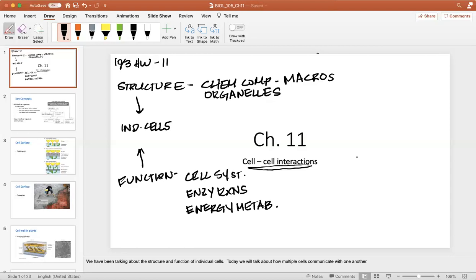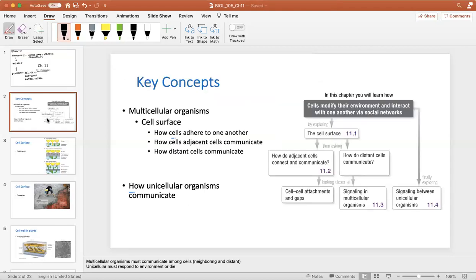So in talking about how these cells interact with one another, here are the things that I want us to focus on. First of all, we're going to need to take a good hard look at the surface of cells because that is what is in contact with other cells. So we are going to focus on the structure of the cell surface a little bit. We've talked about the plasma membrane, but now we're going to talk about features that extend beyond the plasma membrane.